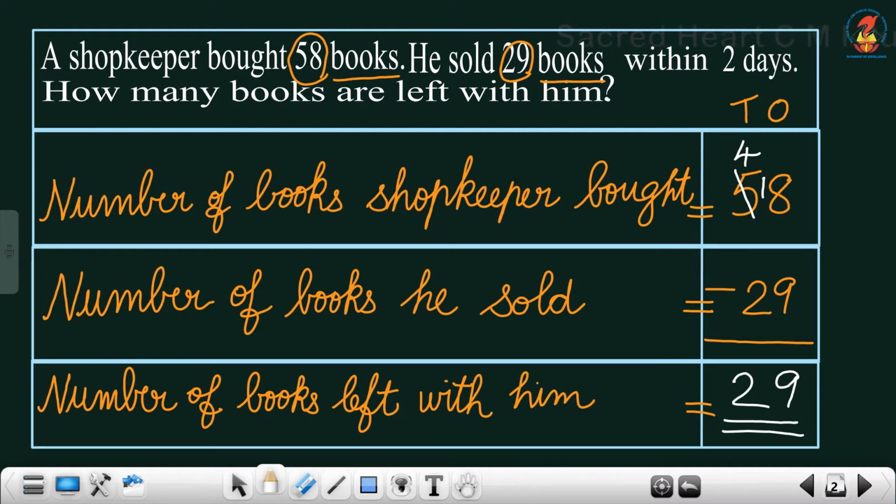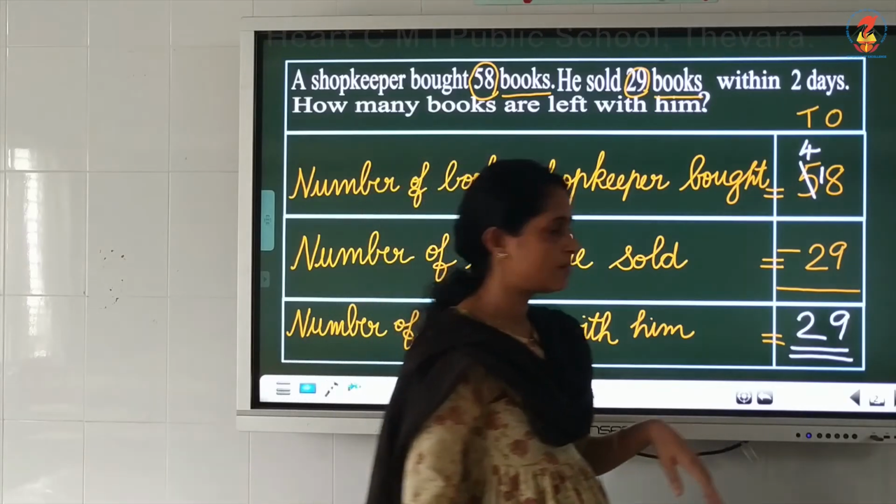So, children, this is our final answer. Number of books left with the shopkeeper is 29. Is it clear? We can discuss one more example today.